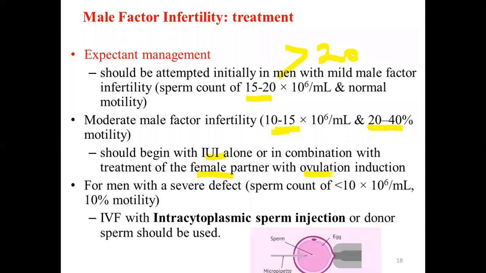So both approaches can work: we can use insemination alone or a combination of both. But in case of men with severe defect, severe means when the count is less than 10 million and the motility is about 10%, that is when you are going to say the defect is very severe. In this condition, what you can do is consider in vitro fertilization.